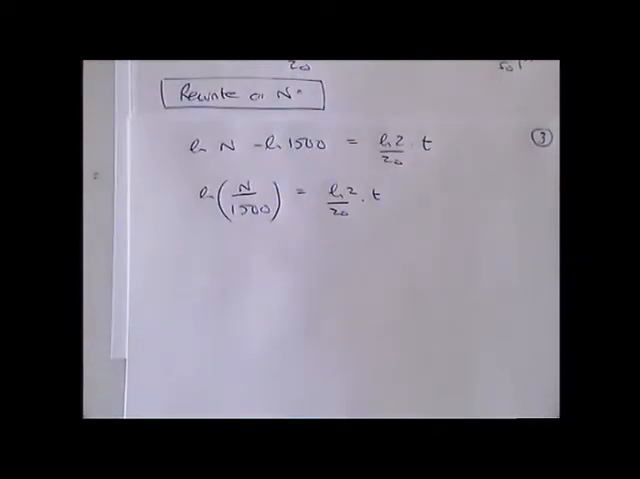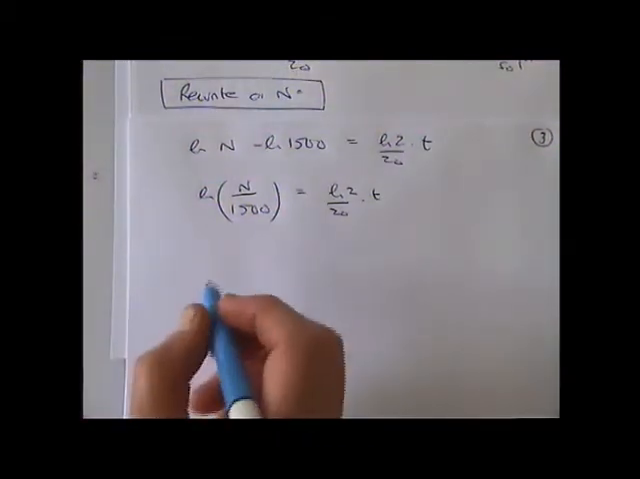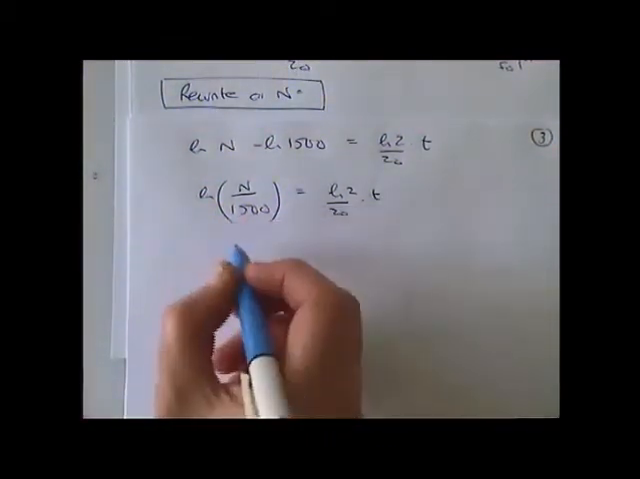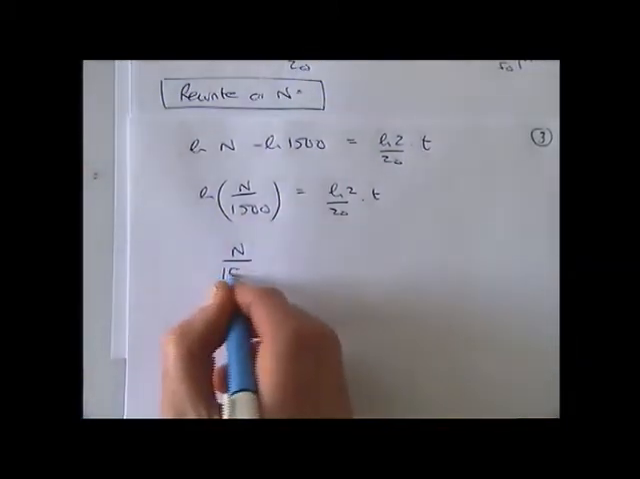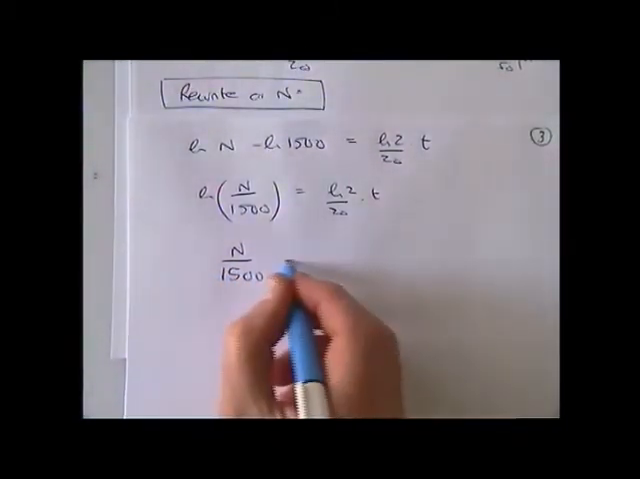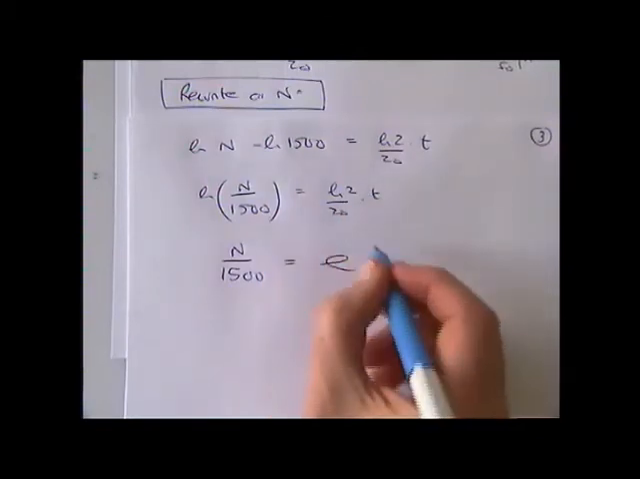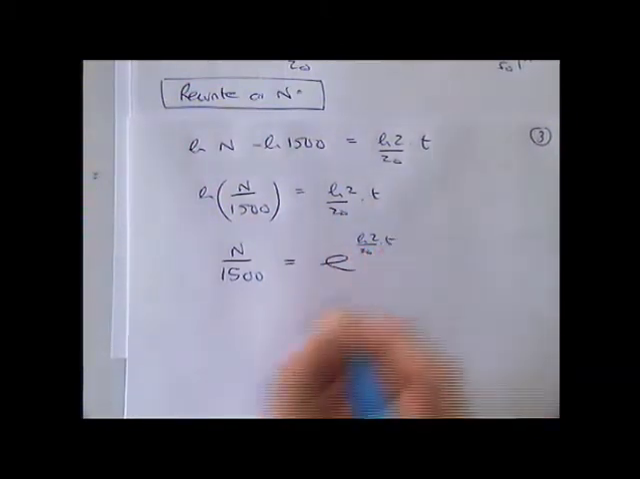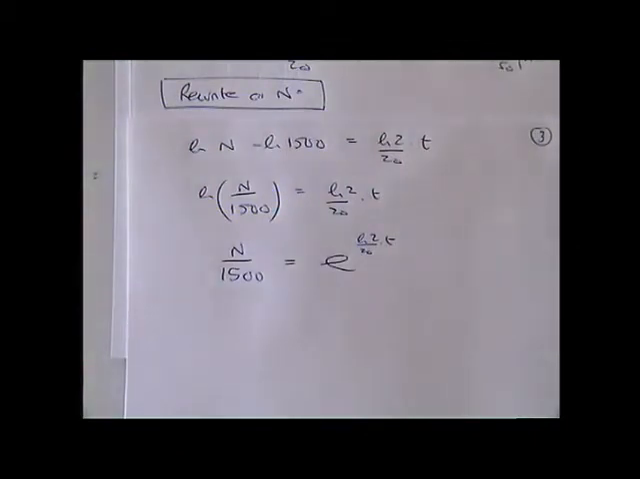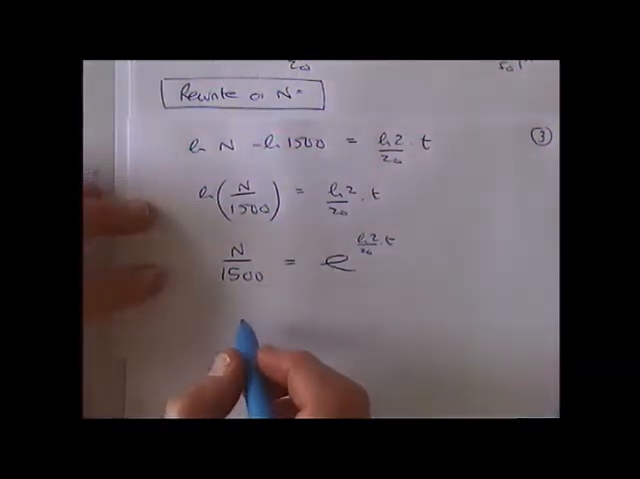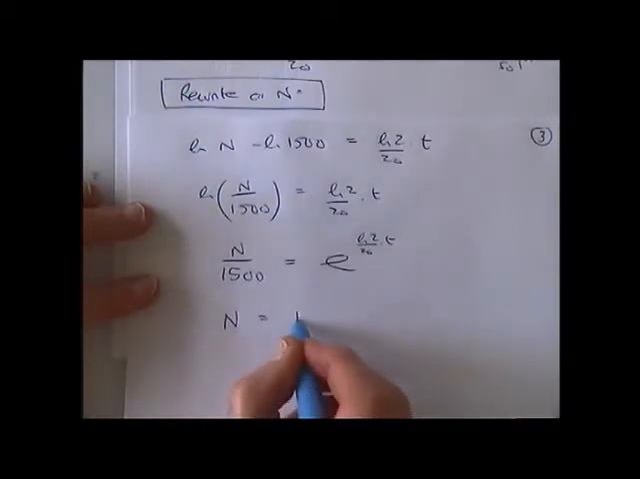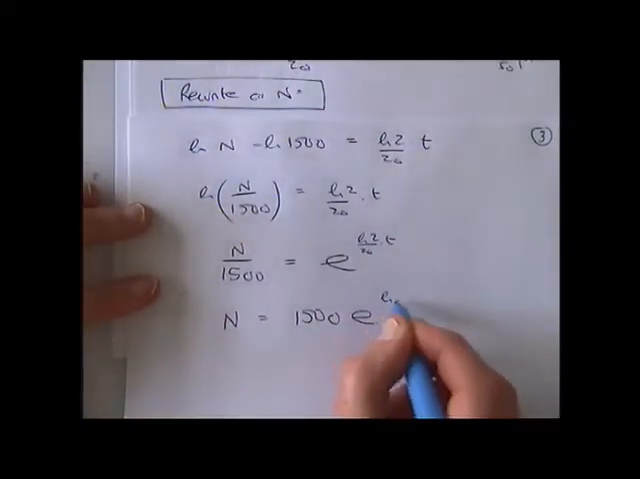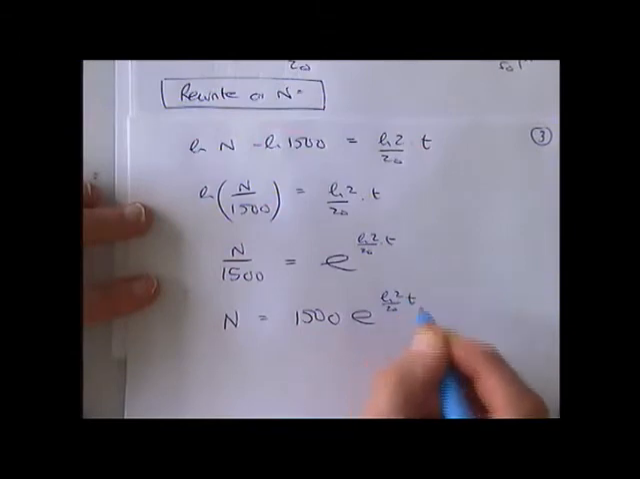Now, I don't want log of n, so here I can do e of both sides effectively. I can do e to the left-hand side, e to the right-hand side. So if I do e to the left-hand side, that log goes, and I get that. That's sort of killed the log. And over here, I have got e to log of 2 over 20 times t. And if I want to make n the subject, I can do that at this point. I can say, well, n will be 1500 times all of this.